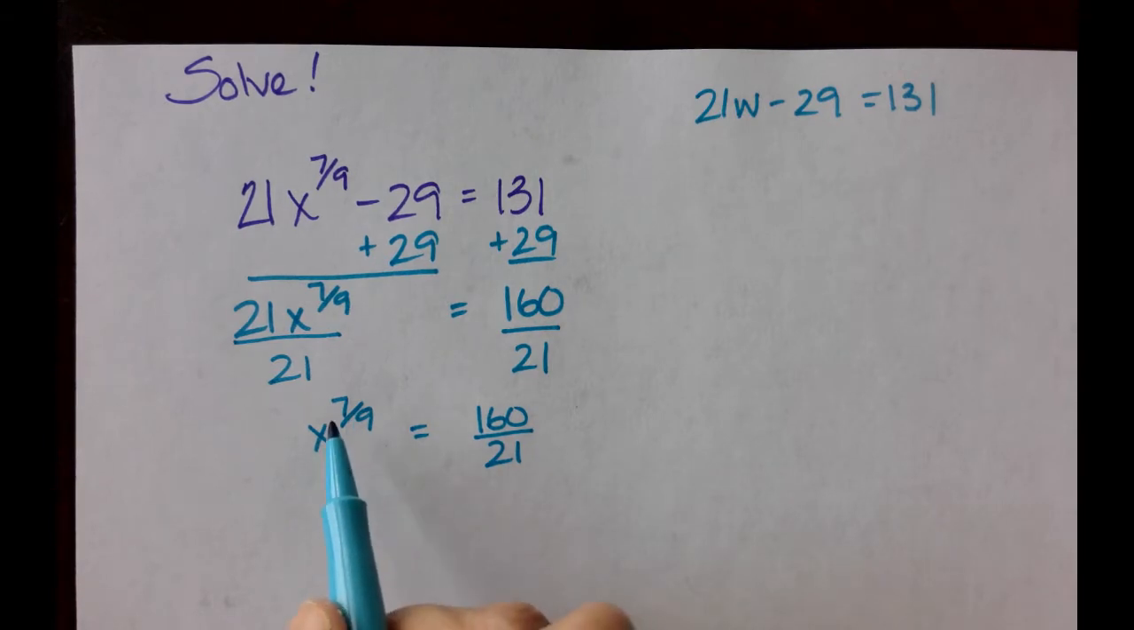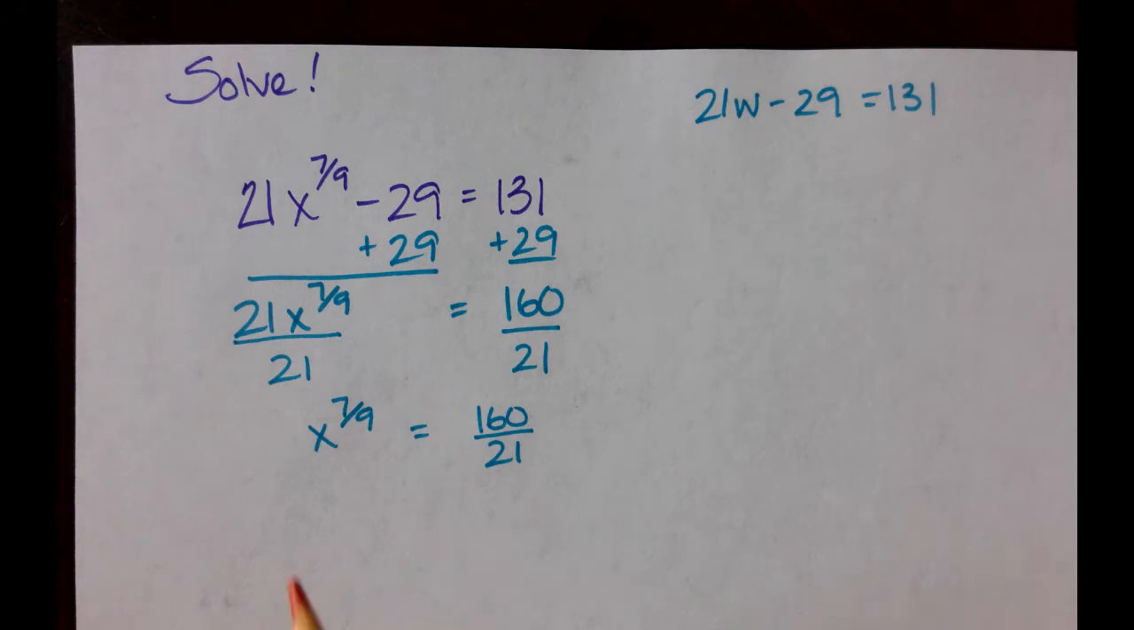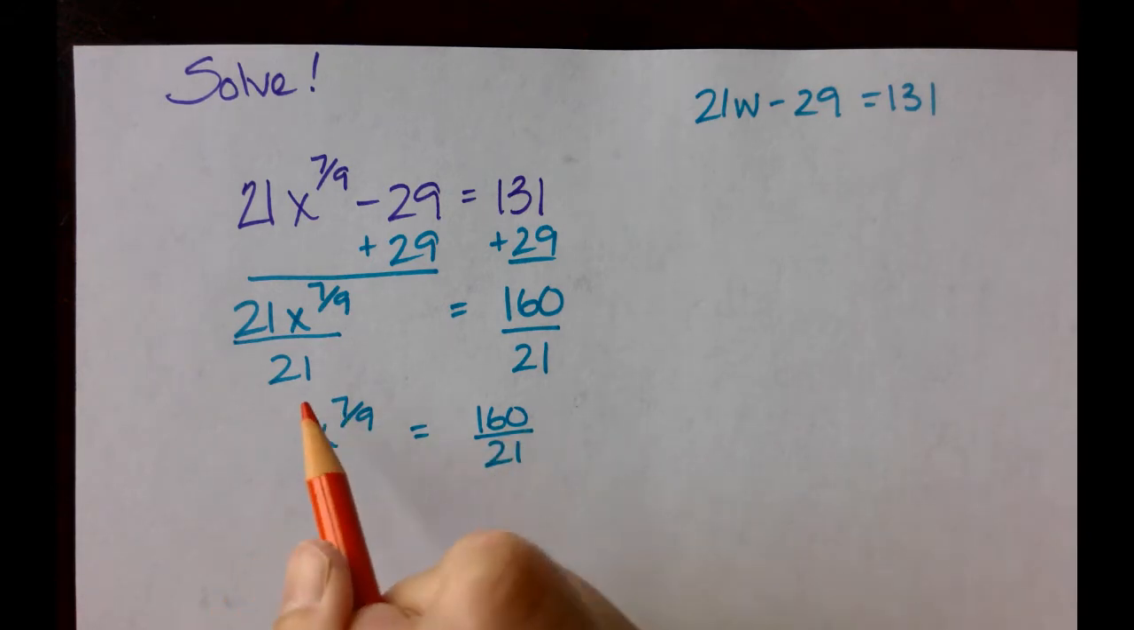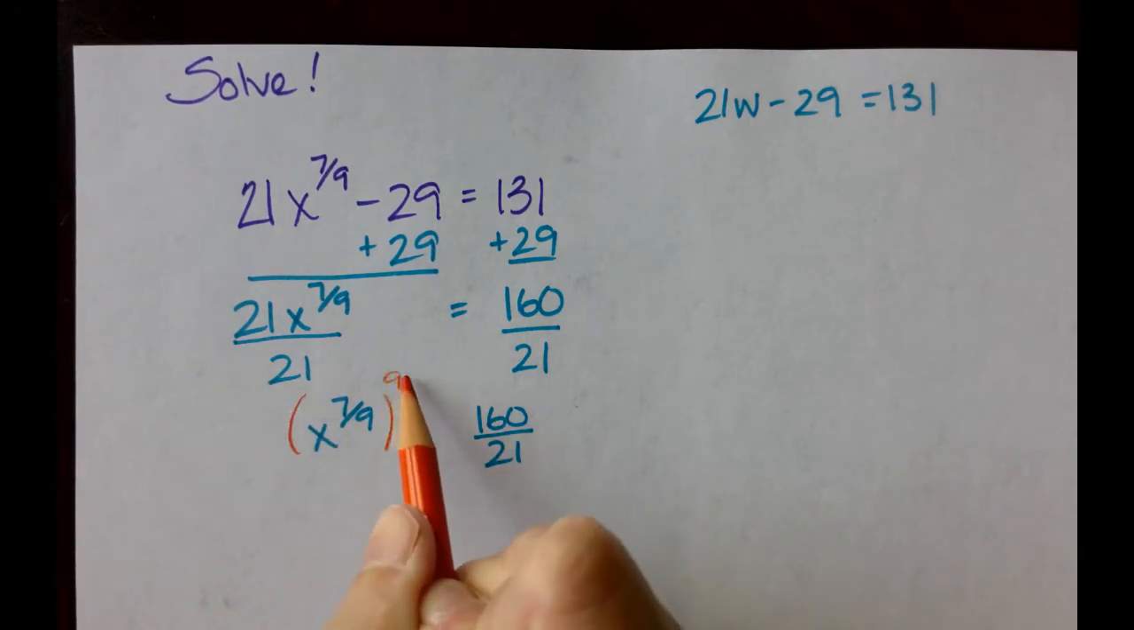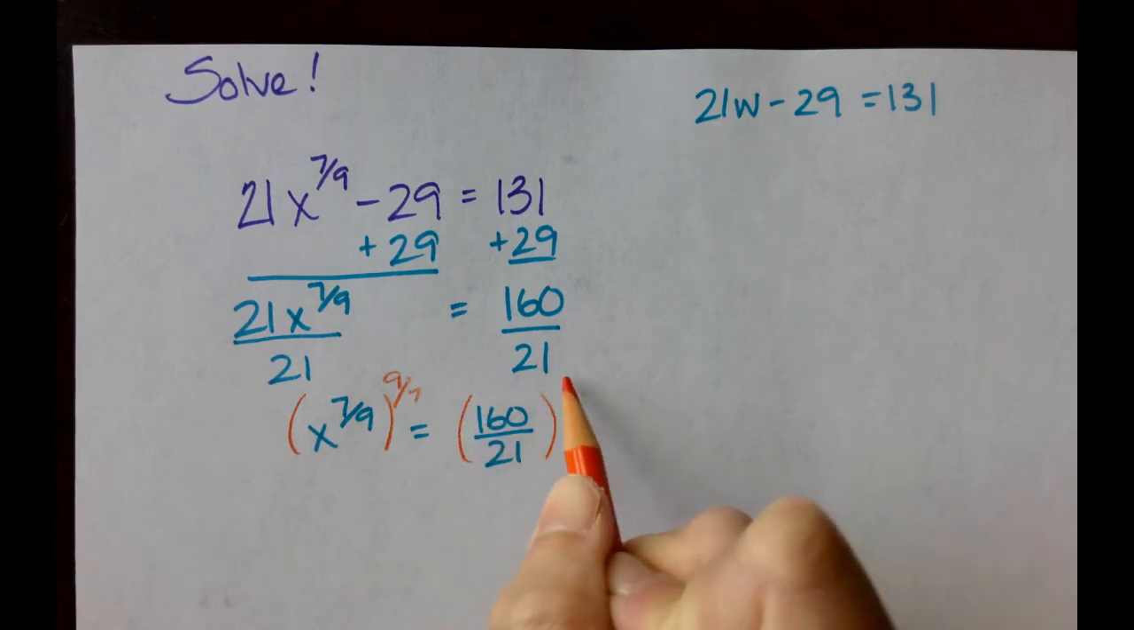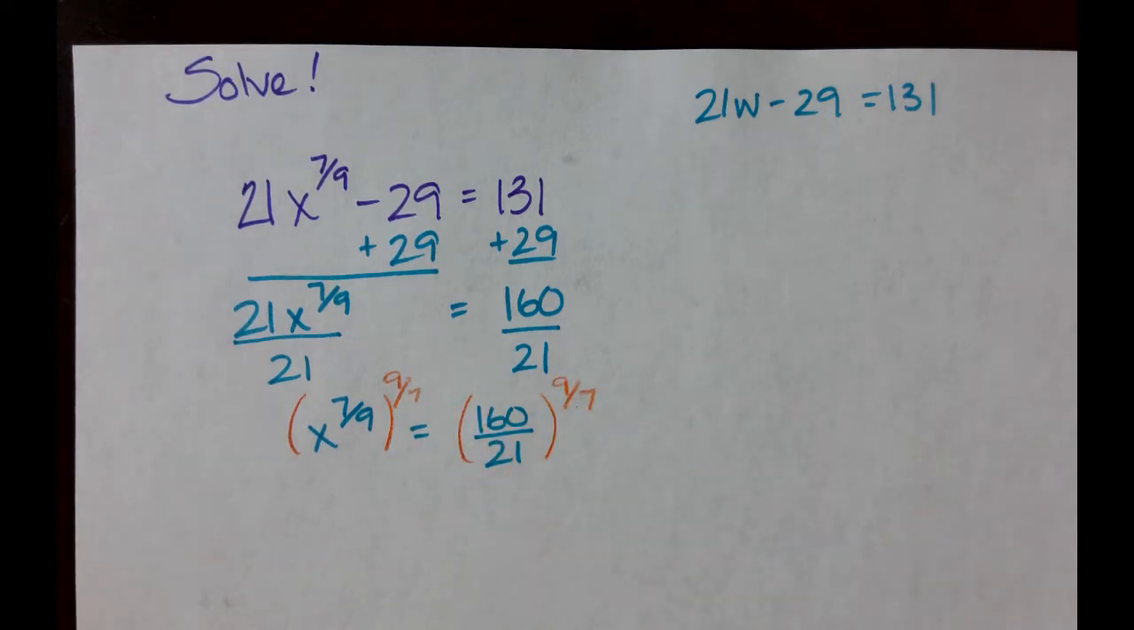To handle the exponent, to get rid of it so that we have just plain x, the reciprocal exponent is one strategy for eliminating that. The reciprocal of 7/9 is 9/7. We'll apply the 9/7 power to both sides of the equation. And the effect of that is that when you multiply your two exponents together on the left-hand side, on the x, you'll get x to the 1. And that's just plain x, just like you want it to be.